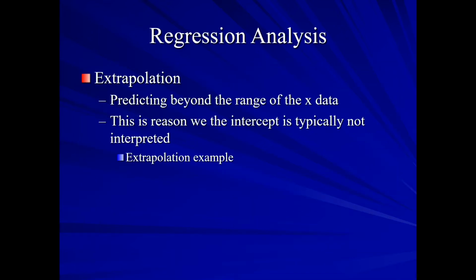One of the things that we do need to be wary of is called extrapolation. This is predicting beyond the range of our X data. What do we mean by this? If I predict outside the bounds of my data, I might come up with values that make no sense, such as negative weight, negative height, negative speed. These values make no sense when I try to predict. So I need to stay within the bounds of my X data if I'm going to predict. This is one of the reasons our intercept is typically not interpreted.